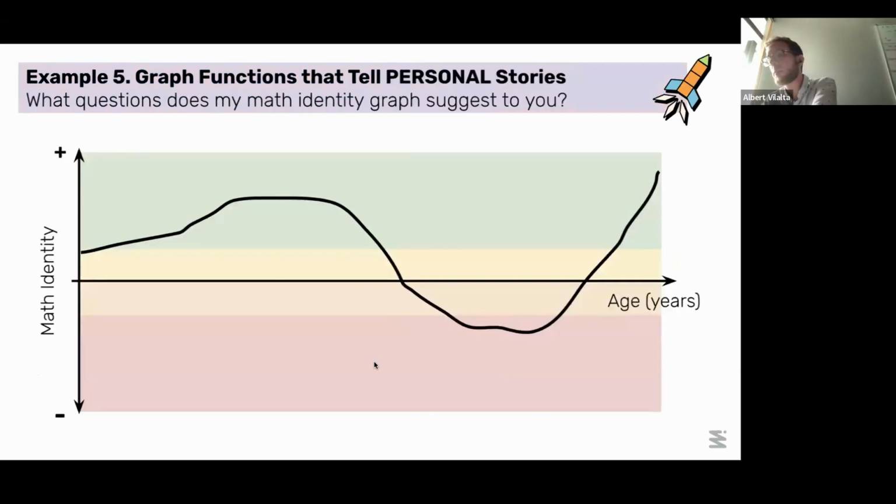Okay, and I'll finish with this, and I'll hand it to Cole to finish. This is my graph. Graphs also can explain personal stories, right?